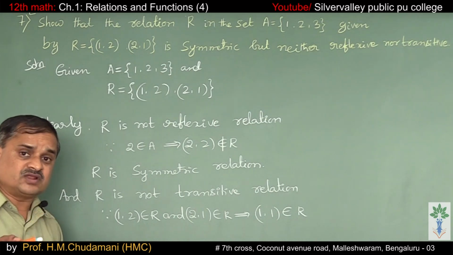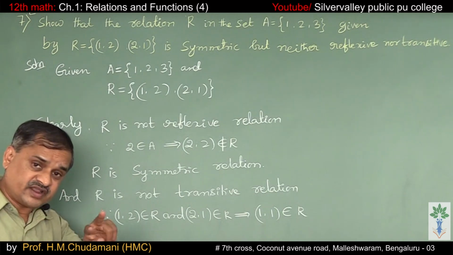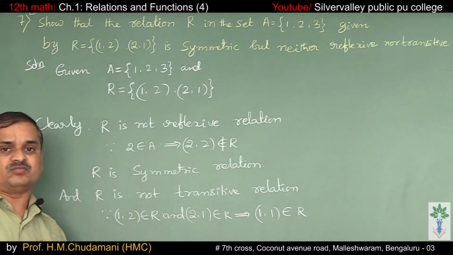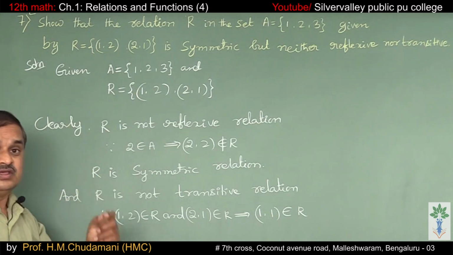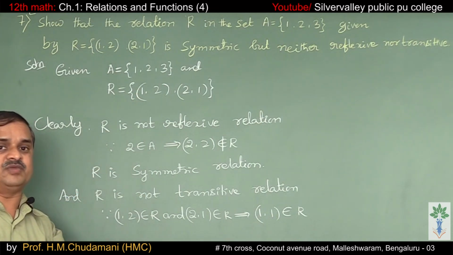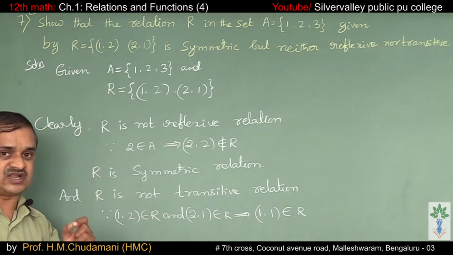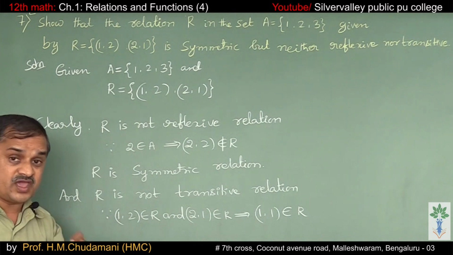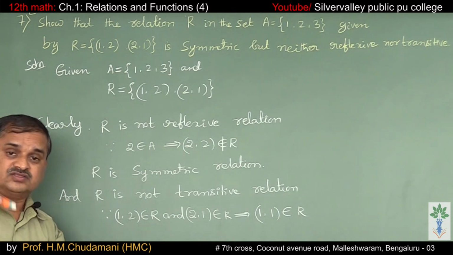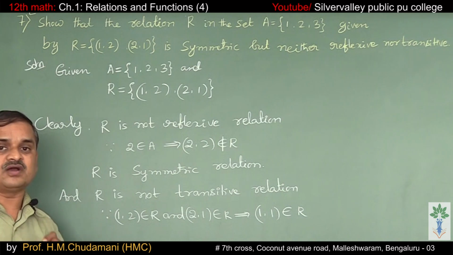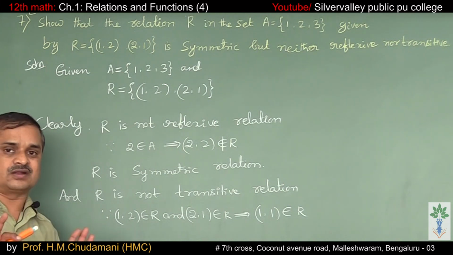(2, 3) is to be there means there must exist (3, 2) in the relation. If (a, b) belongs to the relation, please understand the definition. If (a, b) belongs to the relation, then only you can think of whether (b, a) belongs to the relation or not.